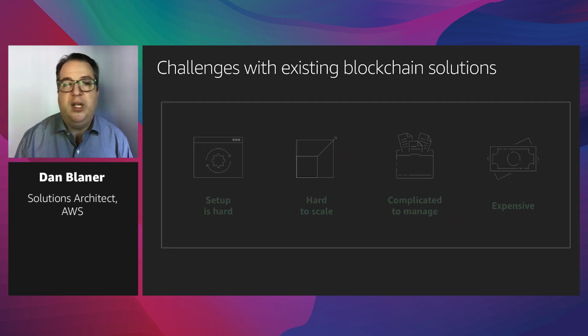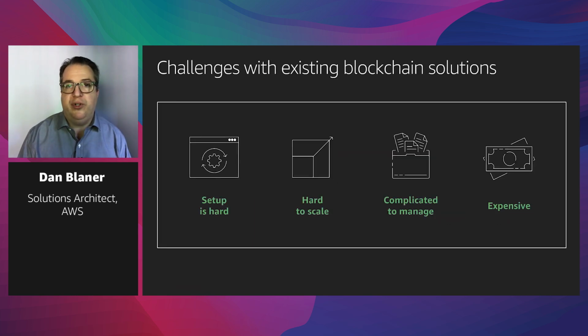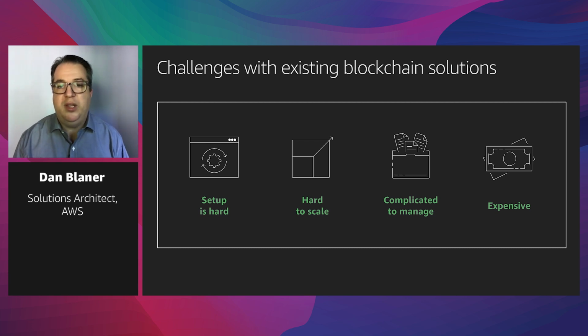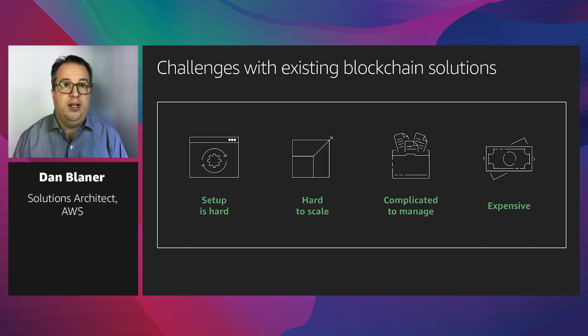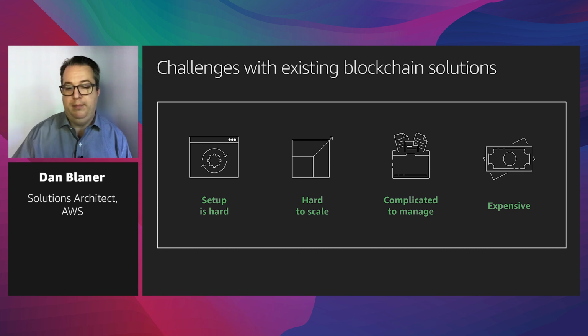There are challenges with existing blockchain solutions. First, setting up a blockchain network is hard. You have to stitch together a lot of infrastructure to get one going. Blockchain networks are hard to scale. Think about the process required for adding more members and growing the ledger. Managing blockchain networks is not easy. You have to manage security across the network, governance among all members, data, and billing for all the infrastructure. And it is expensive. Customers often use consultants to build their blockchain story.